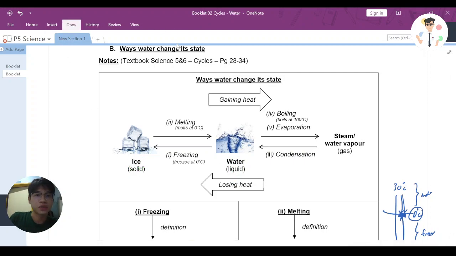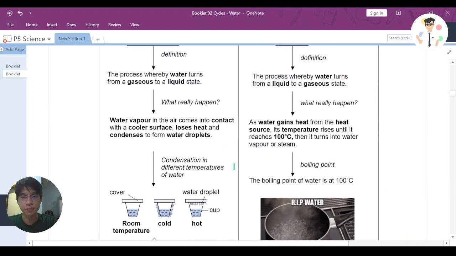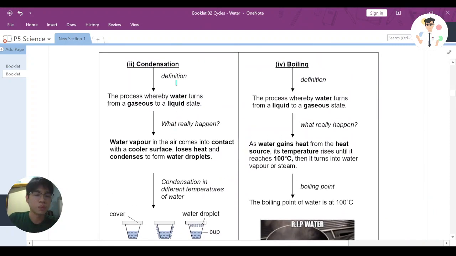Condensation, as you can see here, is where the steam or water vapor becomes liquid water by losing heat. So it's changing from the gas state to the liquid state. Okay, so let's look at here. Condensation, what is the definition? It is a process whereby water turns from a gaseous to a liquid state.